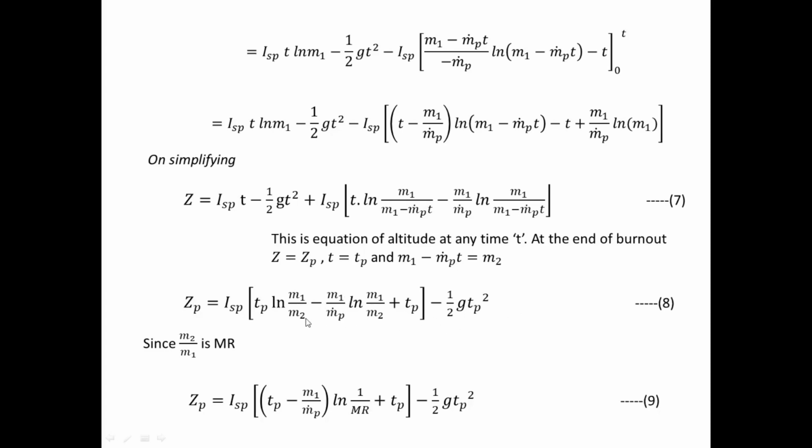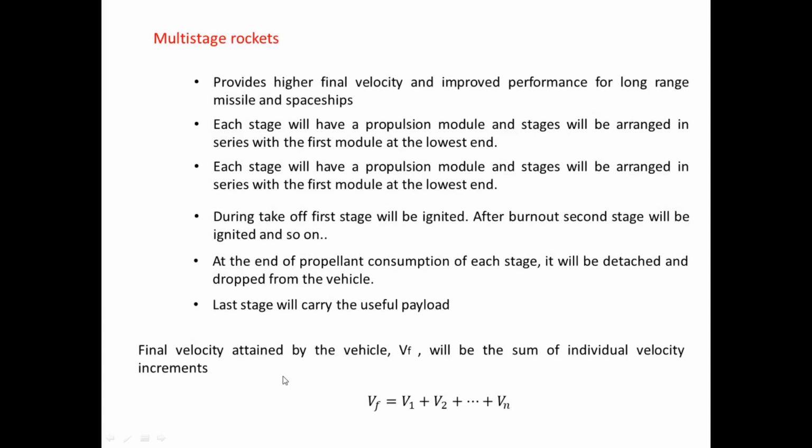So m2 by m1, you know, it is a mass ratio, so again it can be written as, if you are combining ISP terms, you will get Tp minus m1 by m dot p into ln 1 by m bar, plus this Tp minus half g t square. So this is actually the total height reached after the propellant consumption, so when t is equal to Tp, or when the velocity will be Vp.